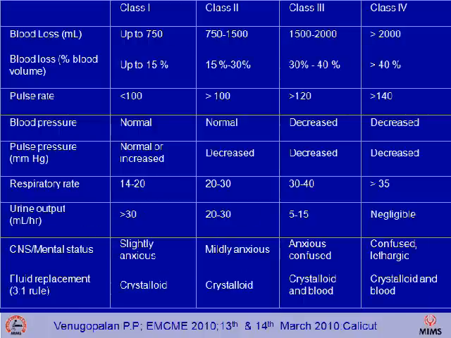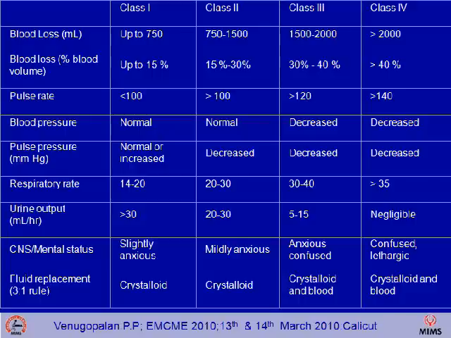In summary, class 1 hemorrhage presents with a blood loss of less than 750 ml, that's 15%, with a normal heart rate, normal blood pressure, normal pulse pressure, normal respiration and urine output, maybe slightly anxious, and the treatment modality is mainly crystalloid. Class 2 hemorrhage presents with blood loss of 750 to 1500 ml, 15 to 30% of the blood volume, with tachycardia and decreased pulse pressure. They'll be mildly anxious, but their respiratory rate and urine output are almost normal, and their treatment is again crystalloid.